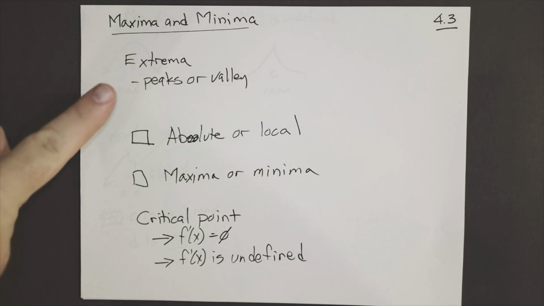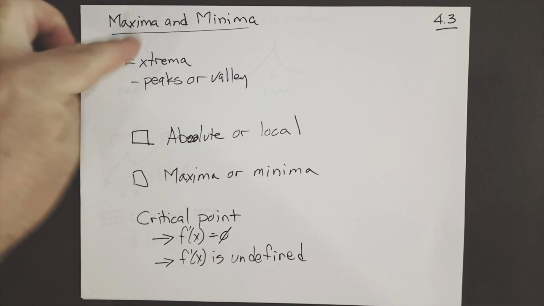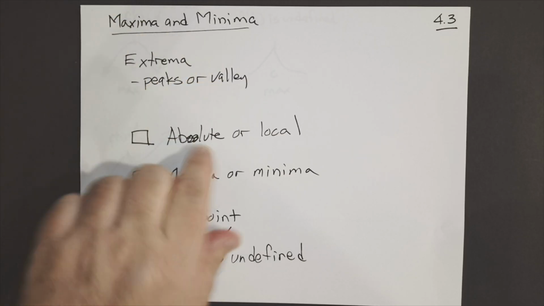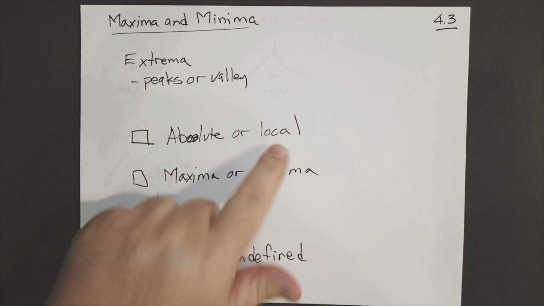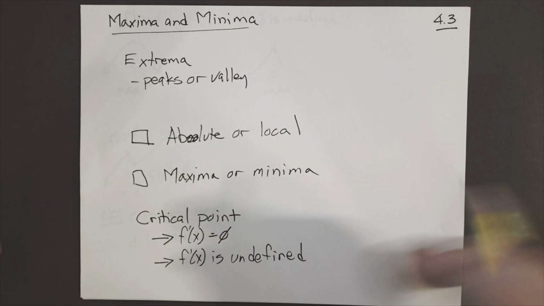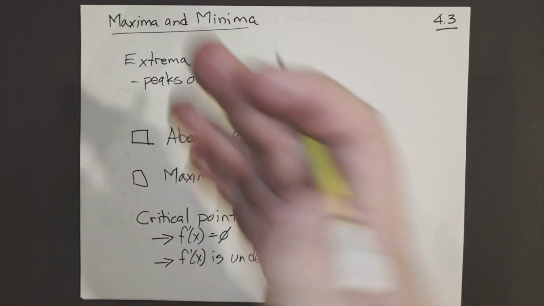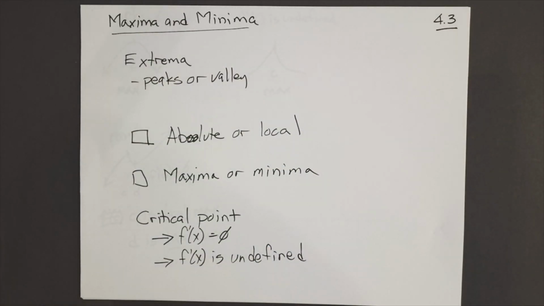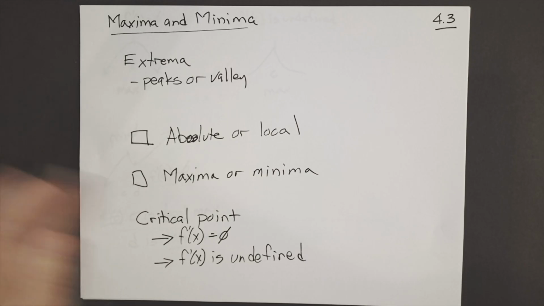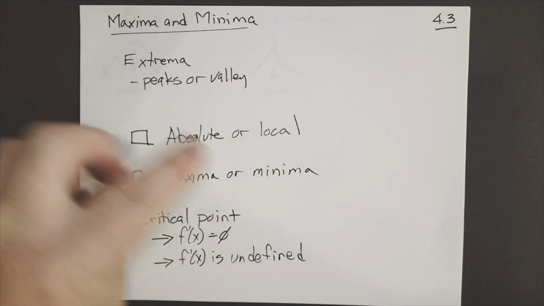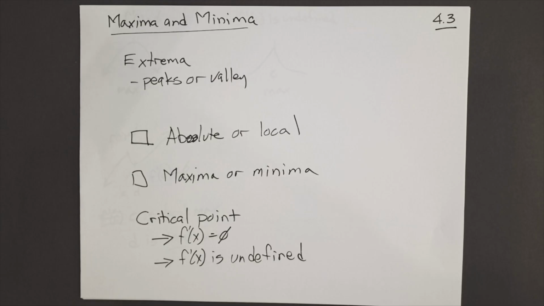So first of all, these maxima and minima can be divided into either absolute, my little typo there, or local. Absolute meaning that over the entire graph, from positive infinity to negative infinity, that point is either the lowest in the case of a minima or the highest in the case of a maxima. Local just means in a little area. That's just the little peak, the top of the hill, the bottom of the valley, that kind of thing.